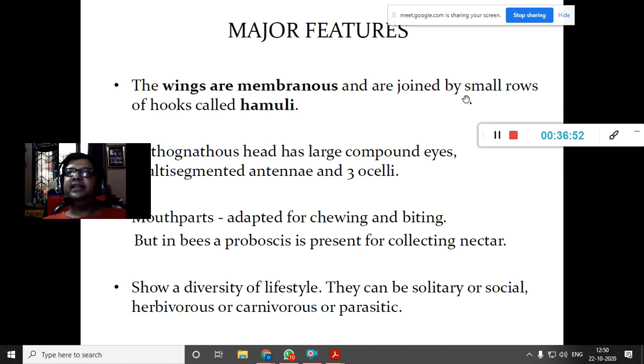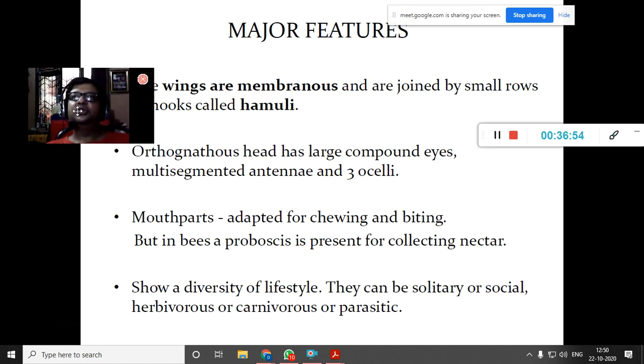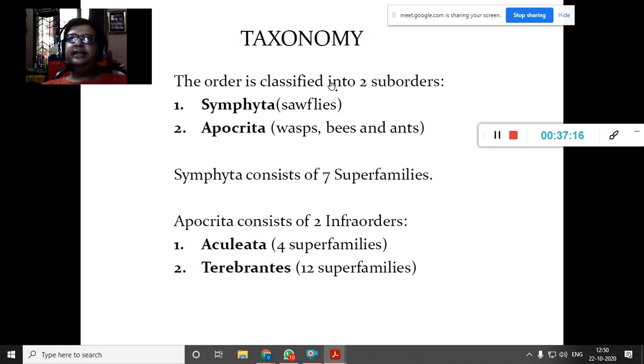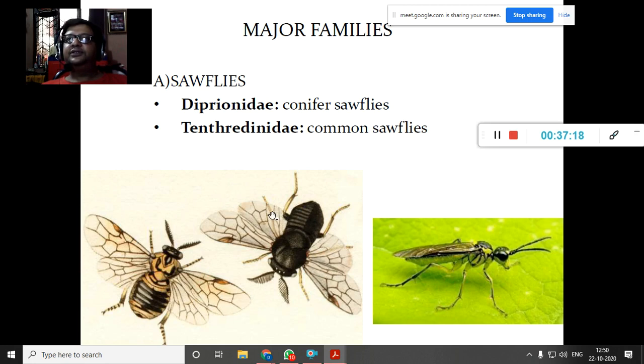Wings are membranous and are joined by small rows of hooks called hamuli, but ants don't have wings. Mouth parts are adapted for chewing and biting. But in bees, a proboscis is present for collecting nectar. So the small membrane or the hymen is the most important thing. The wings are membranous. This is very important. And this is the taxonomy. So different hymenopterans, you can see these are the different hymenopterans.